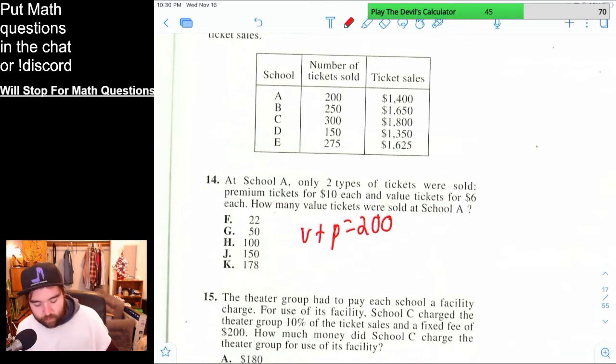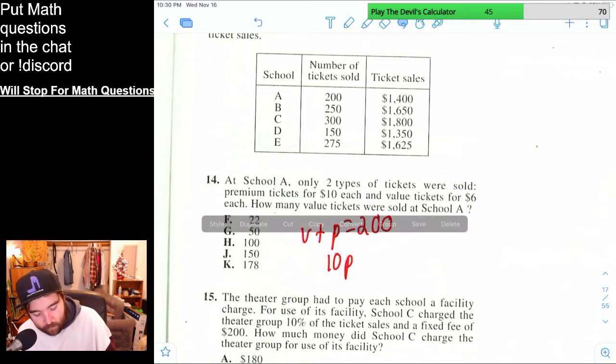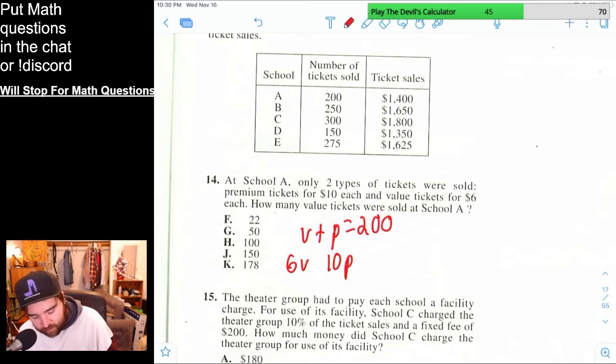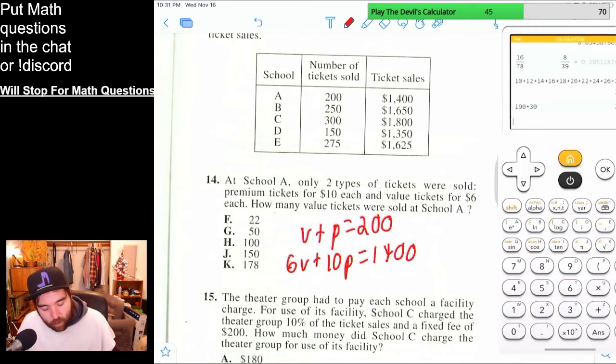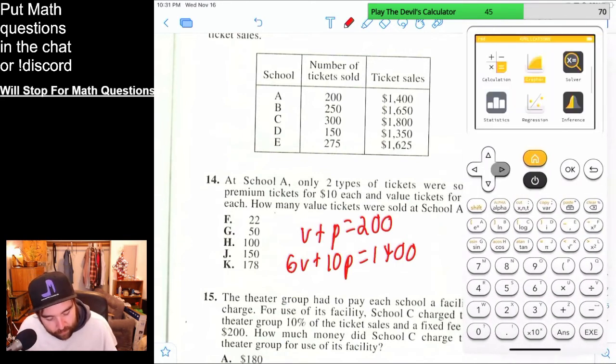And then we can do the price. So it's $10 for premium, $6 for value, and that comes together to be 1,400. So how many value tickets were sold at school A? Well, we're just going to go to the calculator because that's going to be quicker.